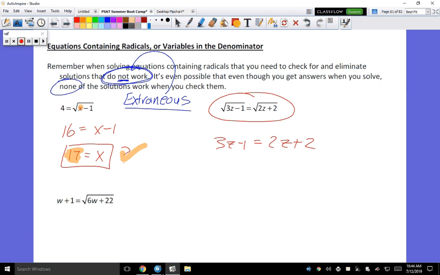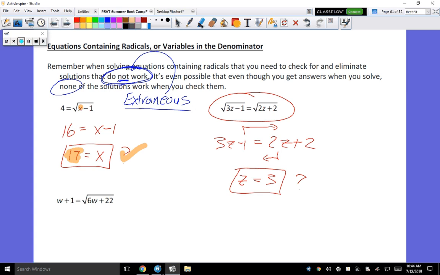Now what? Add like terms. Let me move this 1 over here. Let me move this 2 over here so that I get z is equal to 3. We have to ask ourselves, does this work?